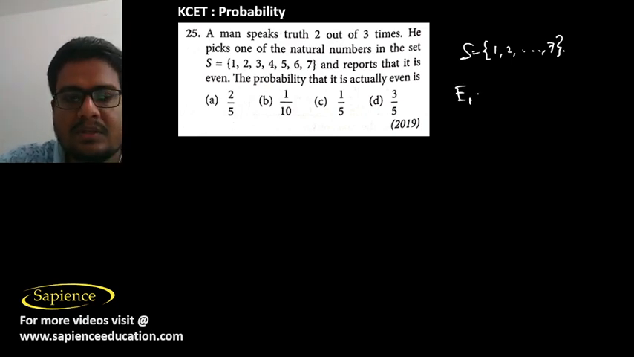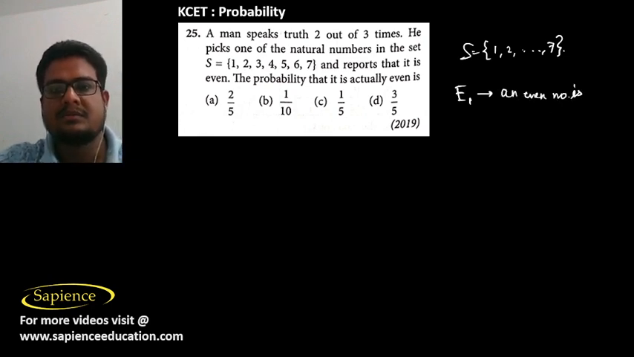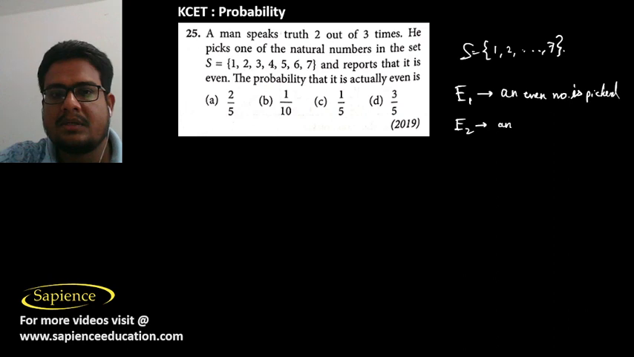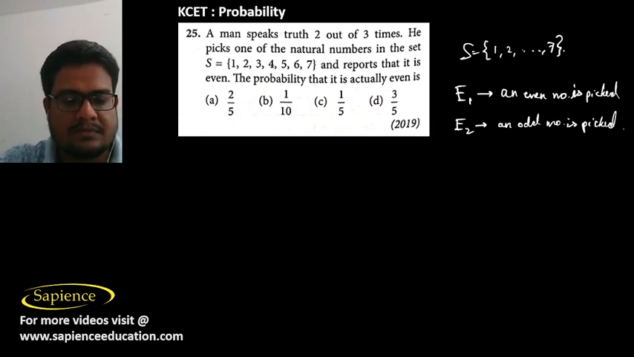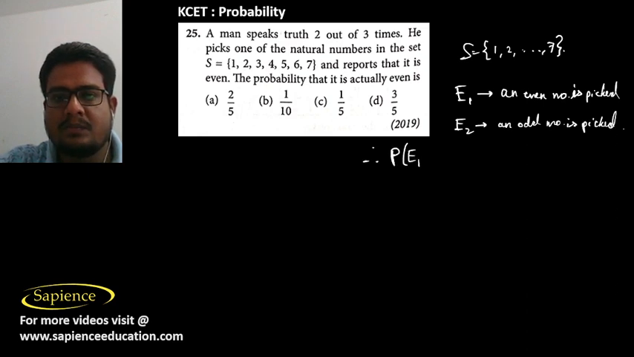So let E1 be the event that an even number is picked. And let E2 be the event where an odd number is picked. Therefore, P of E1, the probability that an even number is picked, will be equal to 3 by 7, since there are 3 even numbers here: 2, 4 and 6. And the remaining 4 are odd numbers, which are 1, 3, 5 and 7. So therefore, P of E2 will be equal to 4 by 7.